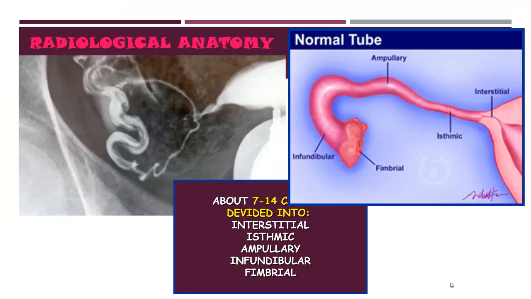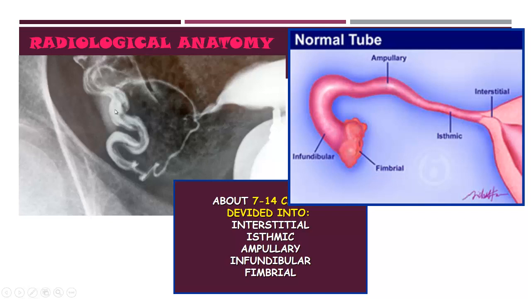So the gold standard for imaging the fallopian tube is hysterosalpingography. Note here how nicely the fallopian tube is well delineated. This is the interstitial part of the fallopian tube, the isthmic part, the ampullary part of the fallopian tube. Here in the figure you see the different parts of the fallopian tube.